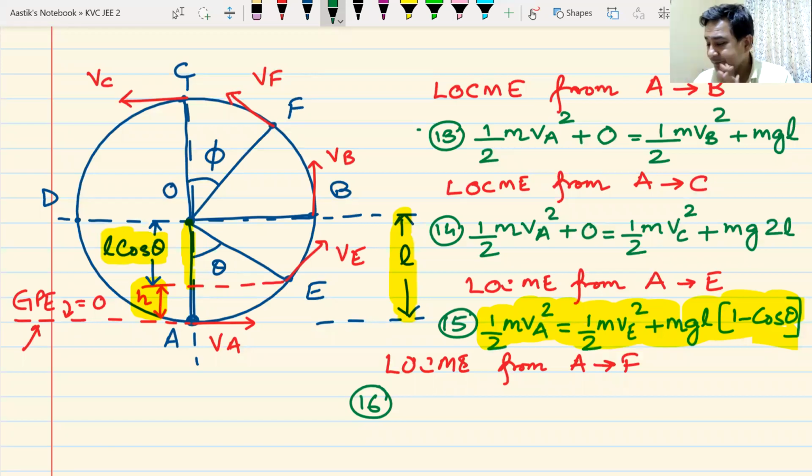Now is the time that you tell me what is the equation from A to F. Anyone? No one is trying? It's not that difficult. It's easy.